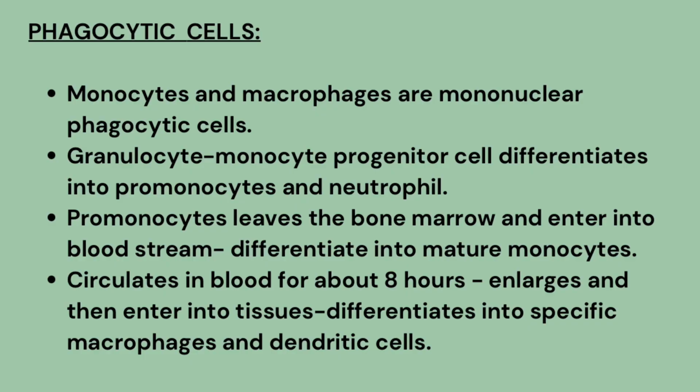Phagocytic cells. Monocytes and macrophages are mononuclear phagocytic cells. Granulocyte monocyte progenitor cells differentiate into promonocytes and granulocytes, that is neutrophils. Promonocytes will then leave the bone marrow and enter the bloodstream. In the bloodstream, they differentiate into mature monocytes. These monocytes circulate in the blood for about 8 hours, then enlarge and enter into tissues. In the tissues, they differentiate into specific macrophages and dendritic cells.